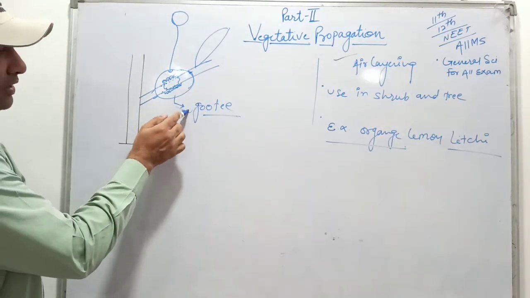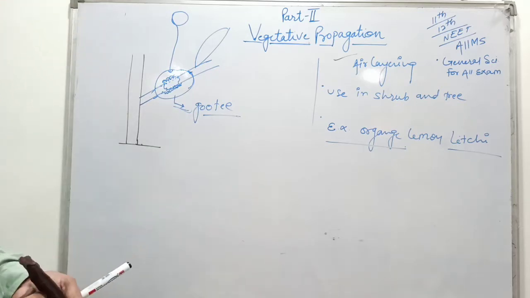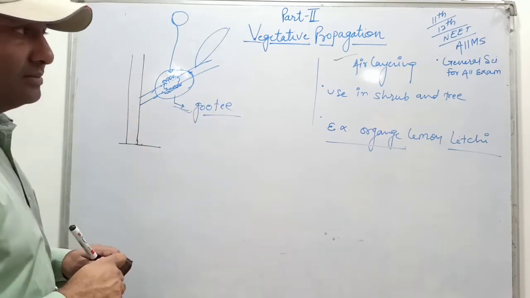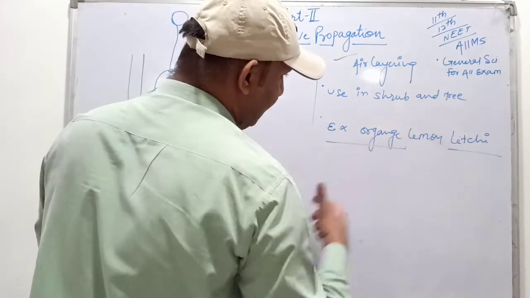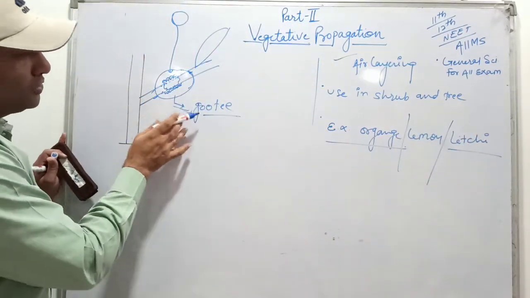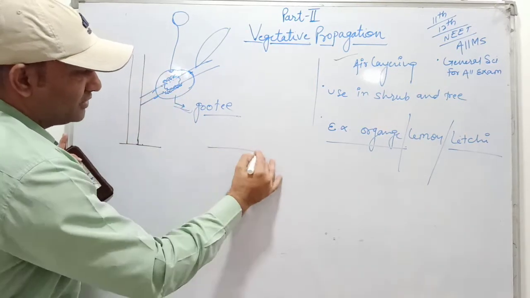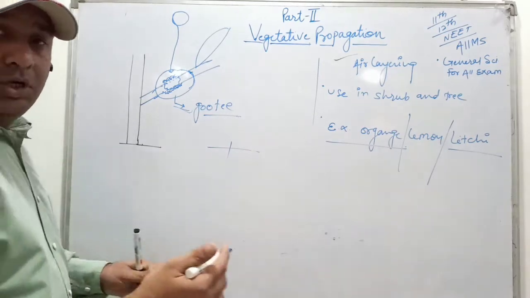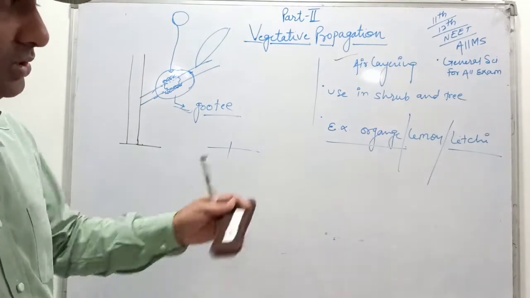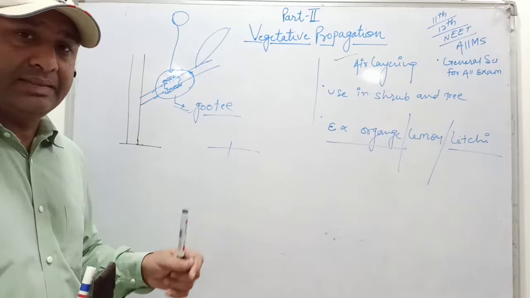The area is called gutti, and the process is called air layering, because we implant the layering in the air. It is generally used in shrubs and trees. Orange, lemon and lychee are examples of air layering. After a few days the gutti develops roots, and then we cut this part and transfer it into the soil and obtain a new plant of orange, lemon and lychee. It is the most common method for these types of fruit. So it is vegetative reproduction by layering.